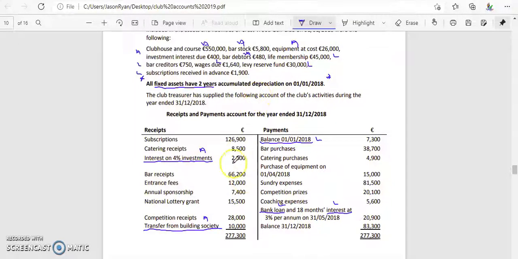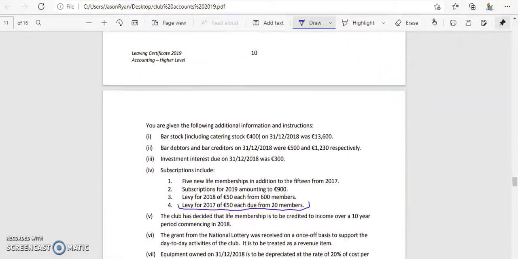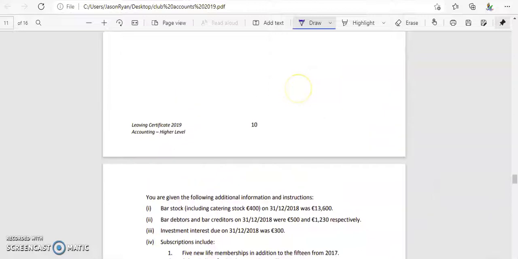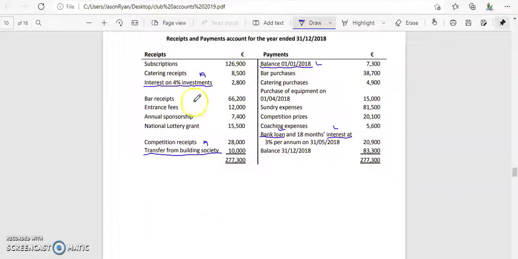We need to see, is there anything owed to us from our debtors. So we have debtors at the start of the year of 480. Because that's from the previous period, that's going to reduce our bar receipts. And then we're going to see if there are any debtors at the end of the year. And we do. We've bar debtors of 500. So that's for this period, so that's going to increase our receipts. Now remember, our receipts are going to be our sales, so that's going to be our sales figure, money coming in and out of the club.